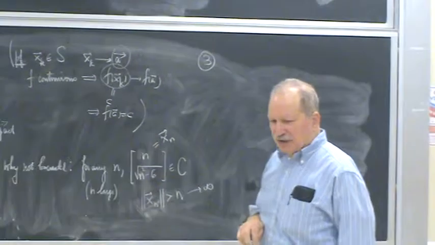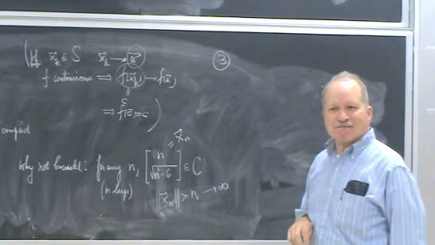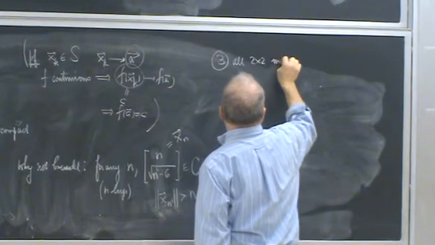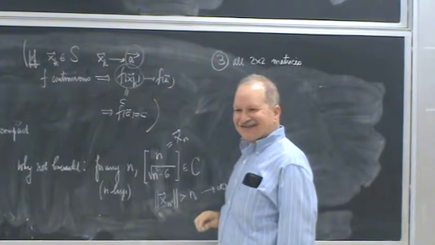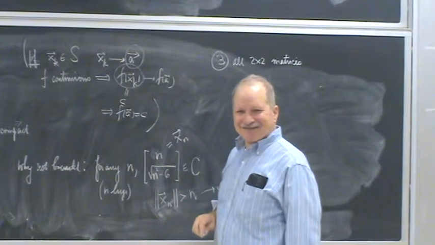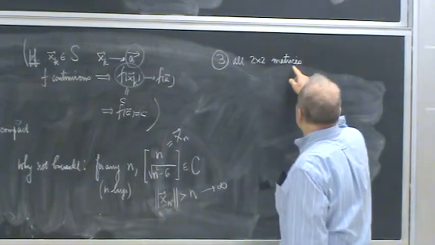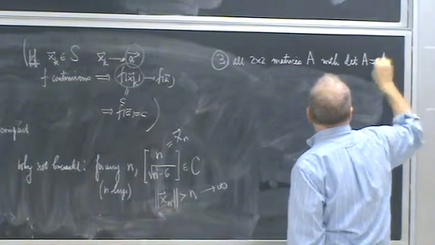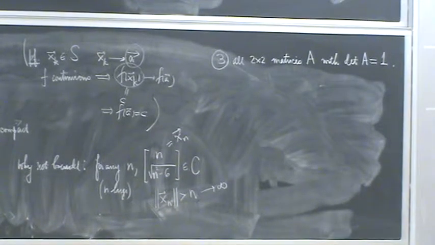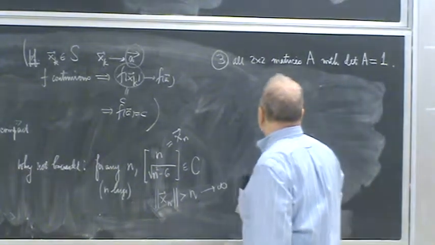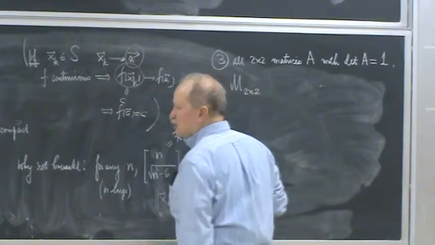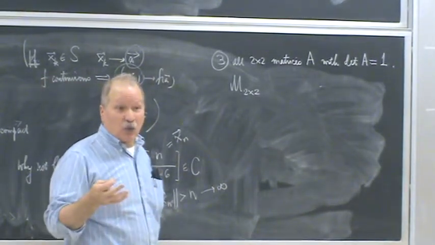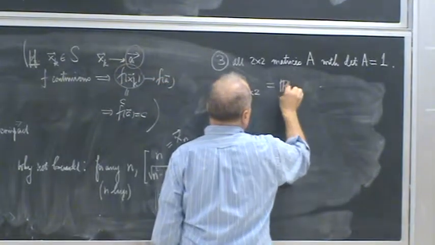Now I'm going to make things a little more complicated for you. Let's look at all 2x2 matrices. Even engineers need matrices. All 2x2 matrices A with determinant of A equal to 1. What does it mean for a matrix to be bounded? That's an excellent question. I'm looking at the space of 2x2 matrices. The space of 2x2 matrices looks like what? R4. We've talked about this and it showed up in your homework on WebWork.